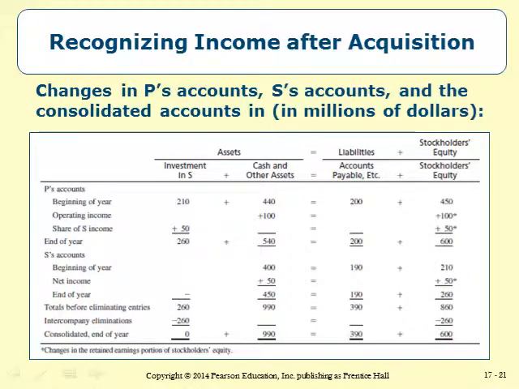And so here we see where these accounts, the assets, which equal liabilities and shareholders' equity, are then combined. And we see the effect of changes in P's accounts, S's accounts, and then the consolidated accounts in millions of dollars.